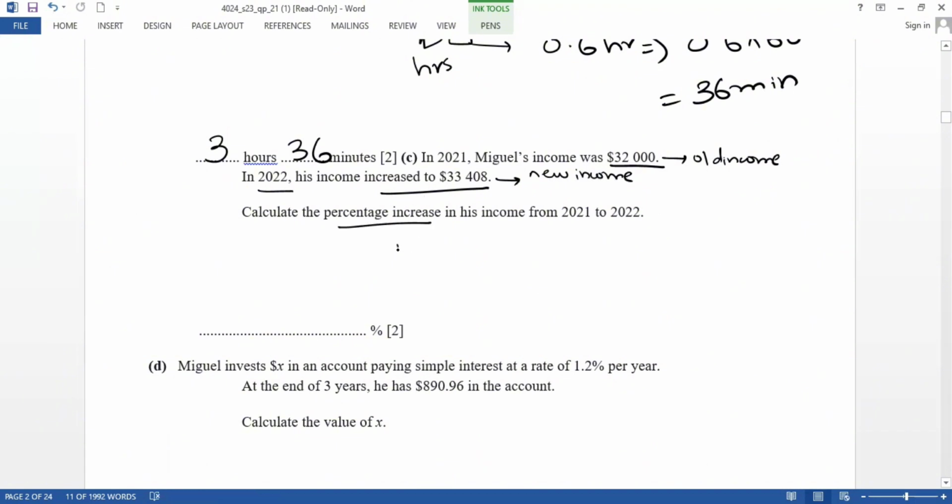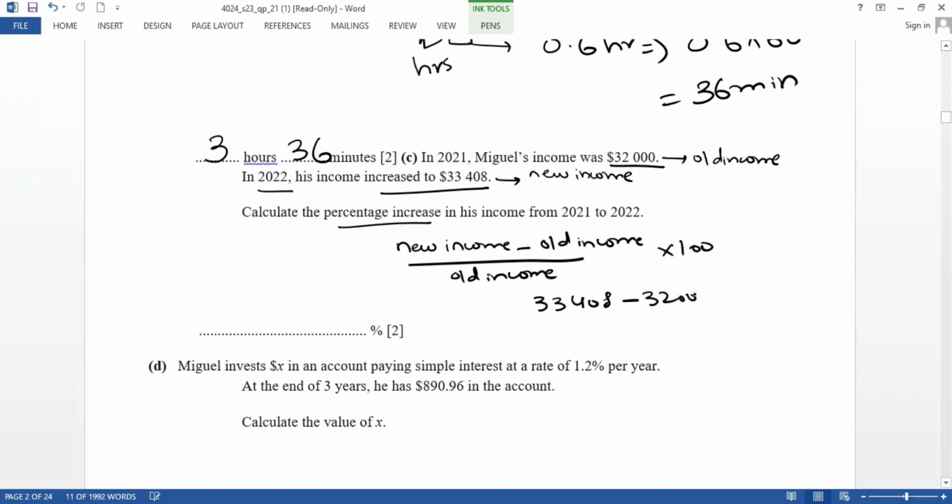That is calculated by new income minus old income, divided by old income, multiplied by 100. So new income is 33,408 minus old income, that is 32,000, divided by 32,000 multiplied by 100. So our answer is 4.4%.